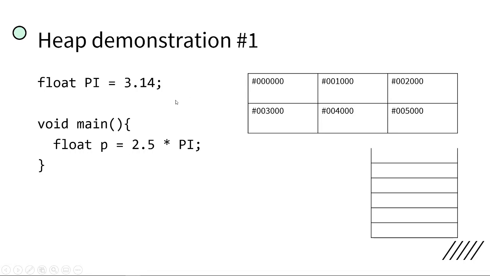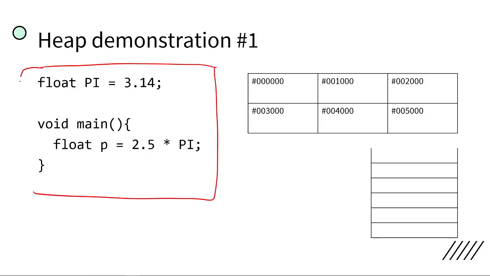Heap demonstration number 1 with global variables. So this is again a C code. Okay. And then this is our heap, and then our stack. The contents of our heap, imagine them as blocks of memory. And the hashtags here are the memory addresses. All right. Let's proceed.